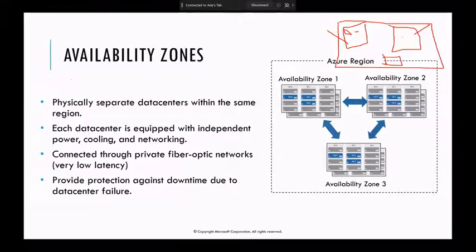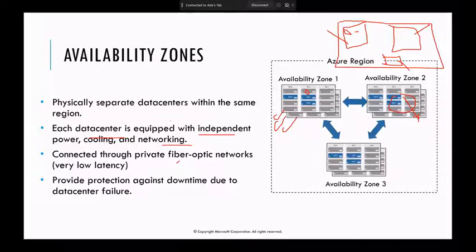I have one availability zone here, I have one availability zone here, where an availability zone is a data center with independent power, cooling, and networking. Independent power, independent cooling, and independent networking. So which means if I have availability zone 1 here, the power, the cooling, and the network stack of this availability zone is totally independent from this.